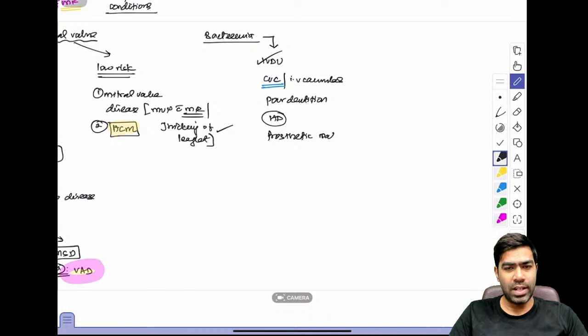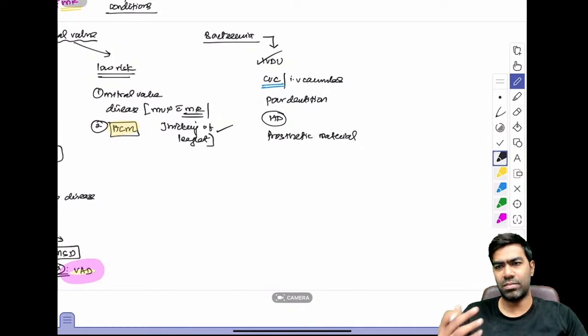And any prosthetic material in the heart, for example a pacemaker, an ICD, or a graft tissue like a Dacron graft used to sew up certain areas in the heart, especially in the setting of a congenital defect. Any prosthetic material in the heart is going to cause a very high risk of developing bacteremia. And diabetes mellitus itself is a risk factor for this.